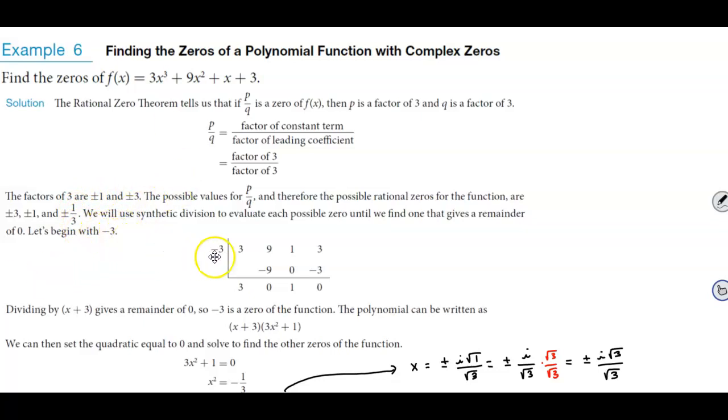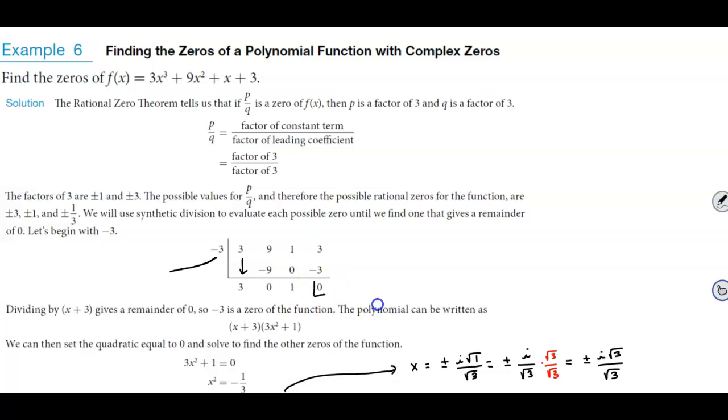So we're going to begin with negative 3. And so negative 3, and then we're going to write down the coefficients of the polynomial, which is 3, 9, 1, and then 3. And then we're going to bring down the value of 3. And so therefore, negative 3 times 3 is negative 9. 9 minus 9 is 0. Negative 3 times 0 is 0. 1 plus 0 is 1. Negative 3 times 1 is negative 3. And then we get that remainder of 0.